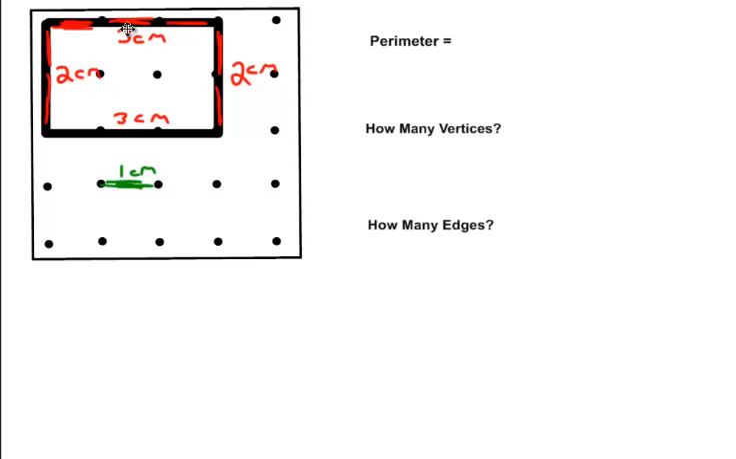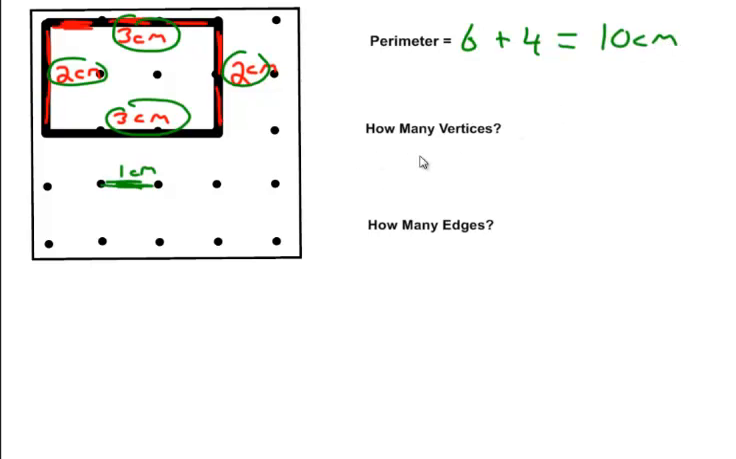So the perimeter is going to be, well, look, if I use my addition strategies, I know that 3 plus 3 is 6. And let's write 6. And I know 2 and 2 is 4. And we all learned that 6 and 4 makes 10. That was something you had to memorize. So 6 and 4 is 10, and the perimeter is 10 centimeters. Vertices, 4. Edges, 4.